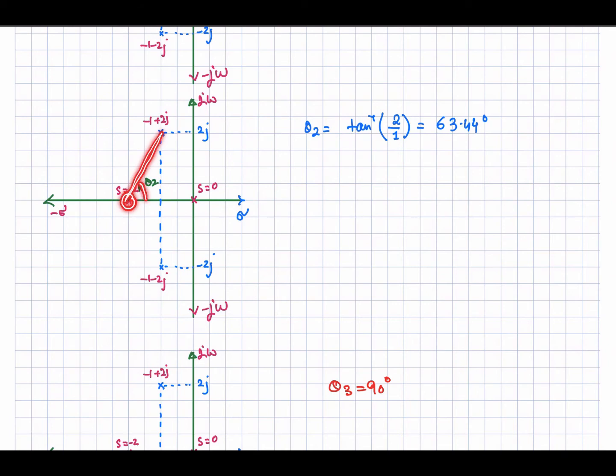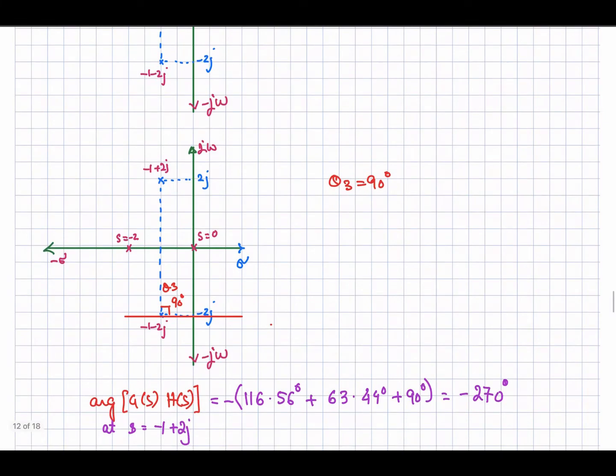Then considering the second pole, that is at s equal to minus 2, this is the line joining this one, so we are going to calculate this angle theta 2. So now let's consider this triangle. What about this length? This is minus 1 point and this is minus 2 points, so this difference is of 1 and this height is of 2. So again, using the tan inverse of 2 by 1, I will get this angle. So this is equal to 63.44 degrees.